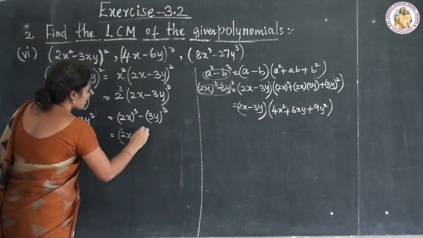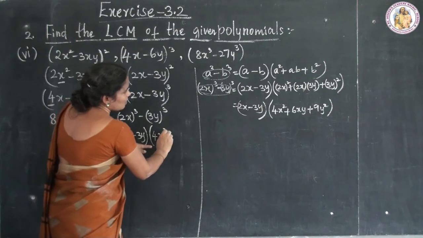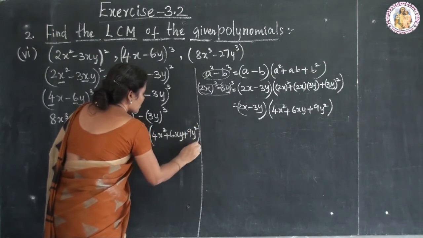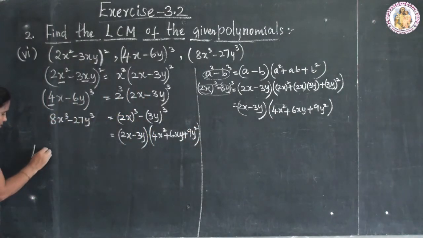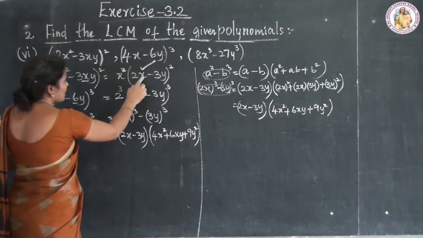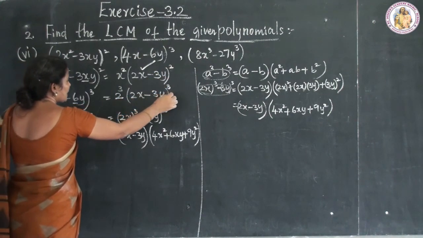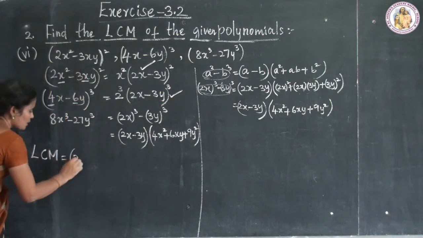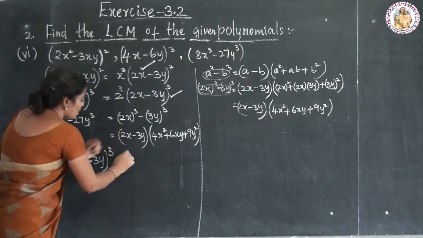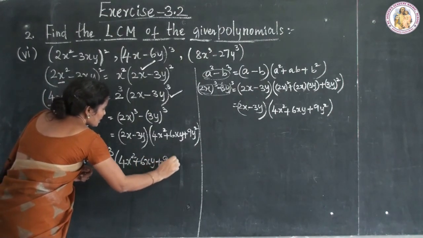2x minus 3y, again 4x square plus 6xy plus 9y square. Now the LCM is, here you can see LCM 2x minus 3y whole square, 2x minus 3y whole cube. So take the highest degree, that is 2x minus 3y whole cube, then 4x square plus 6xy plus 9y square.